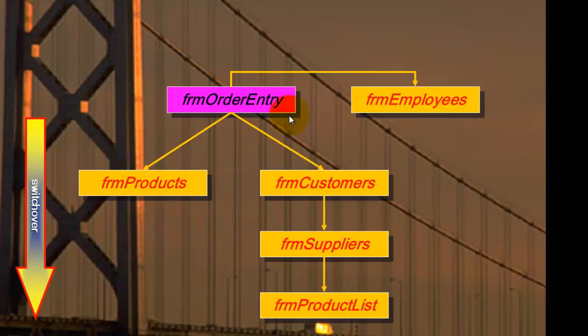This is the main form that we use all the time, and that has access to the form products, customers, suppliers, product list, and it has also a link to this, called the switch over, so you can switch over to those forms. That one we will discuss later.